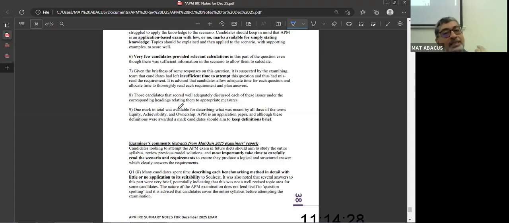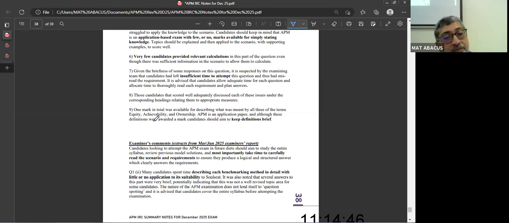So the point is, this is one of the points. You get VFM. Are you going to spend a lot of time defining and explaining what is economy, efficiency? It takes too long. Equity, achievability, and ownership, you can do each one in 1 sentence, fine. Then I get my 3 sentences that I'm looking for. You still get 1 mark.